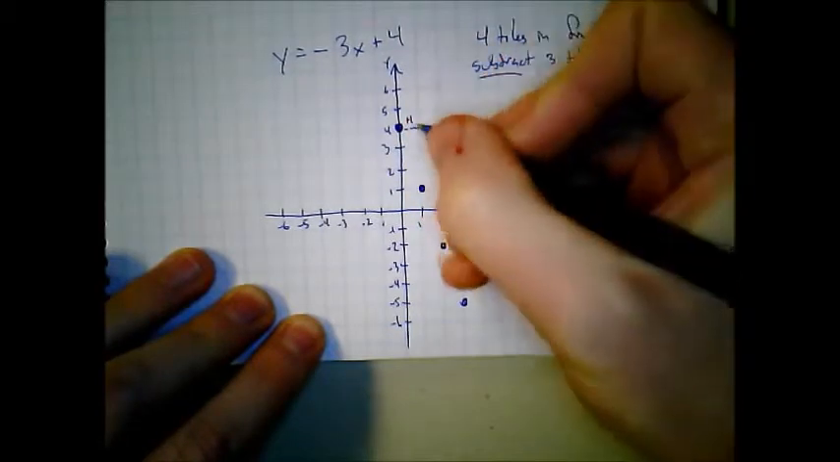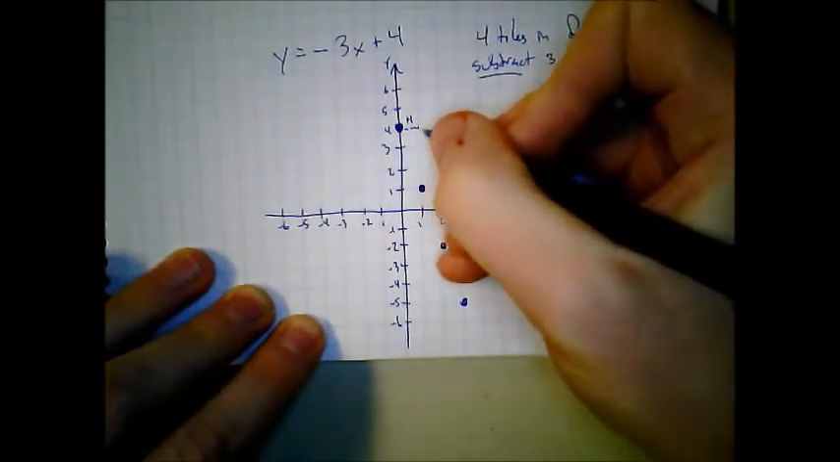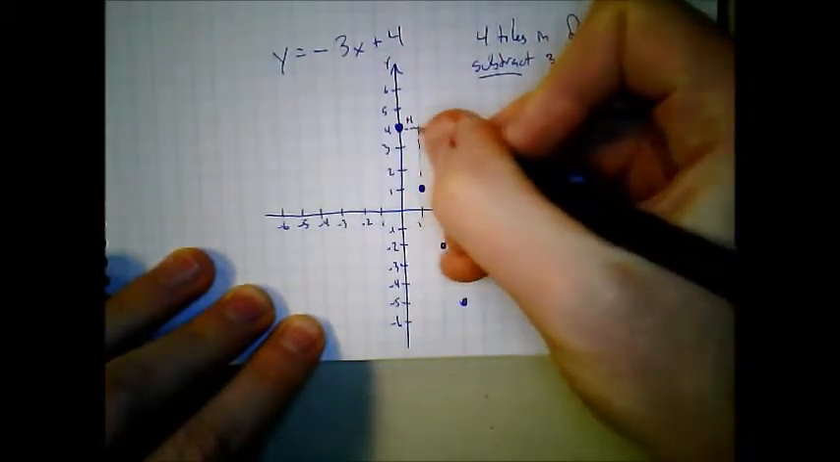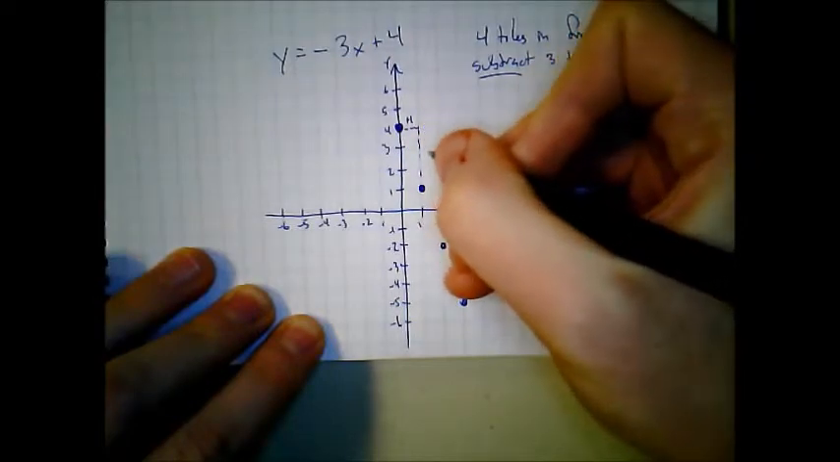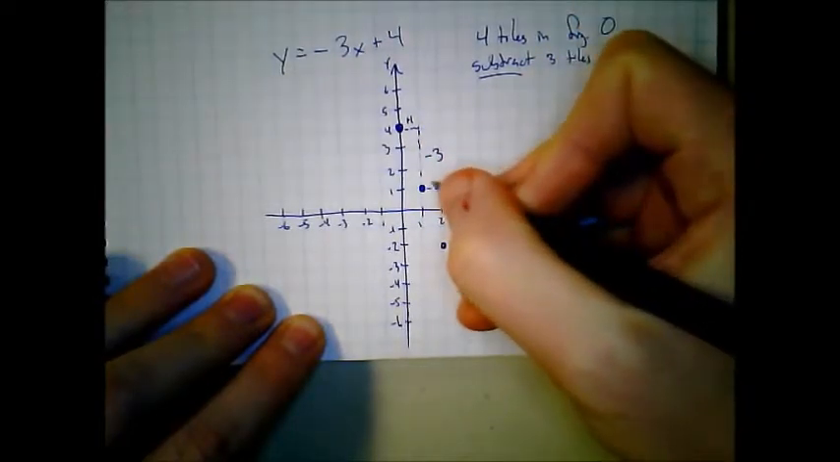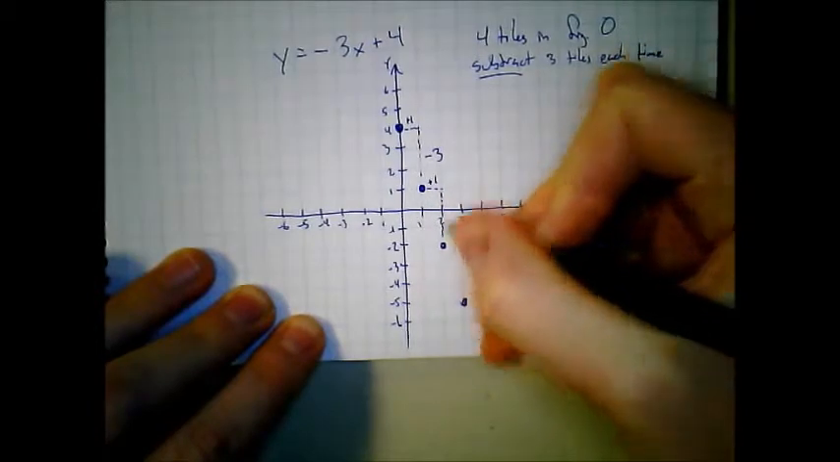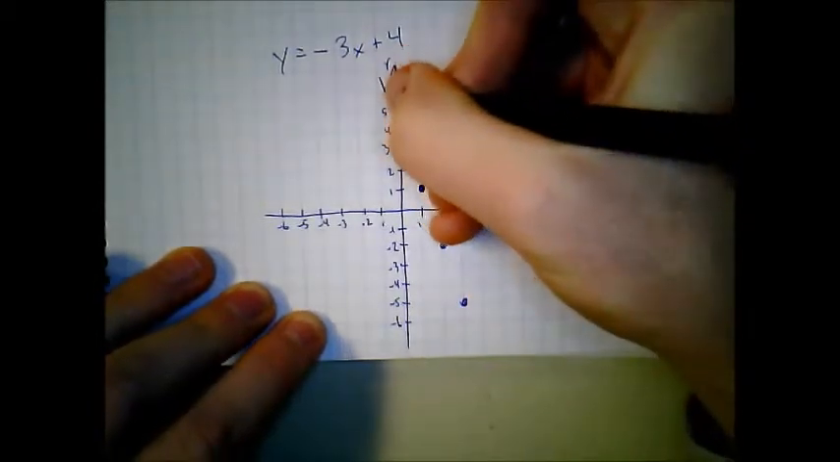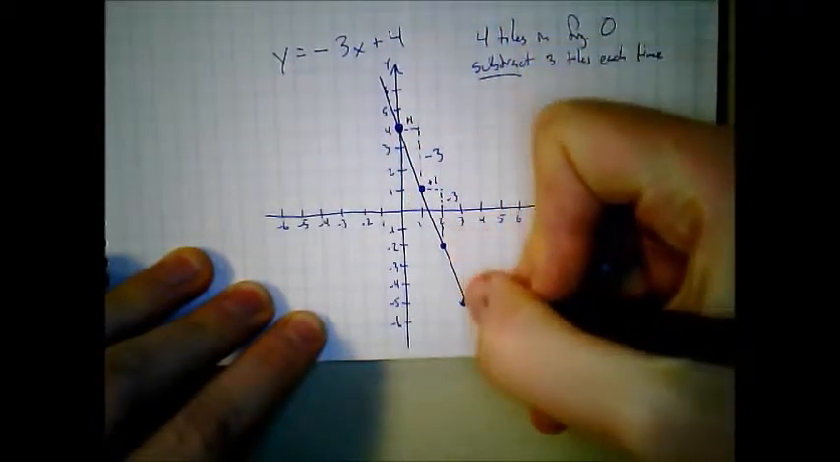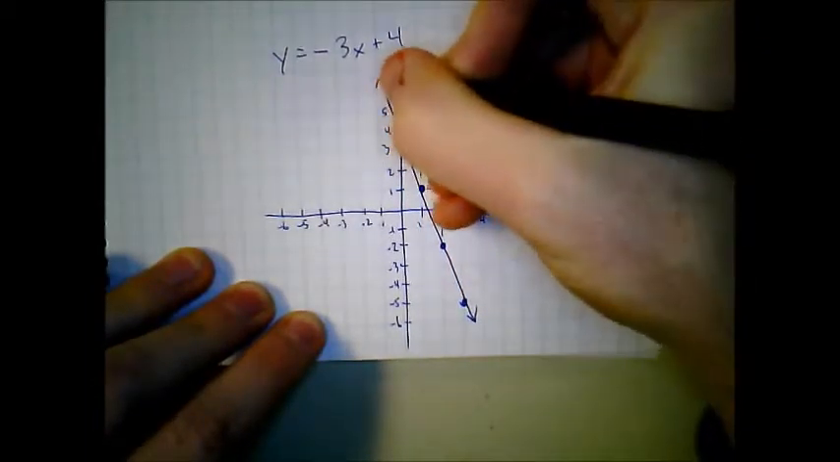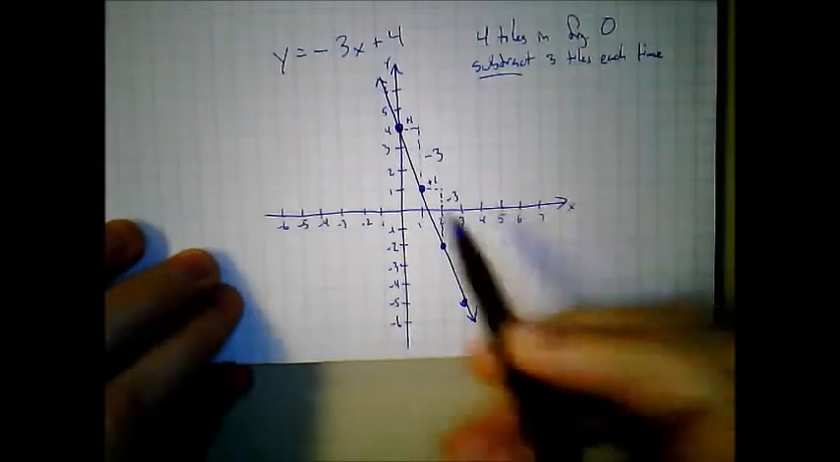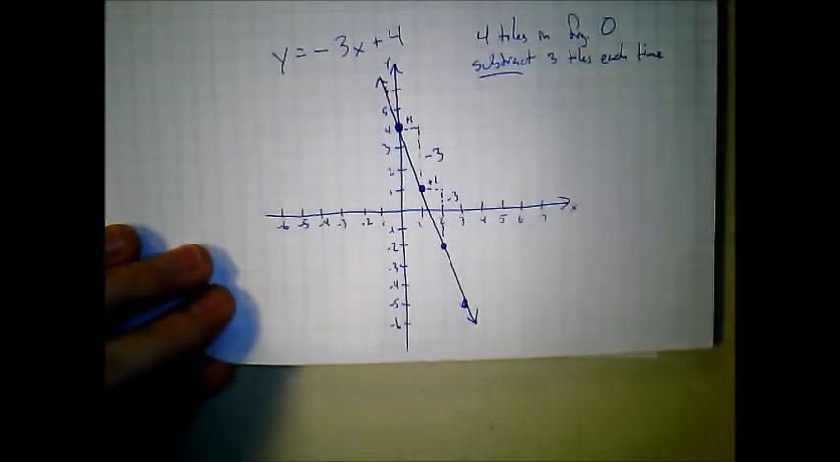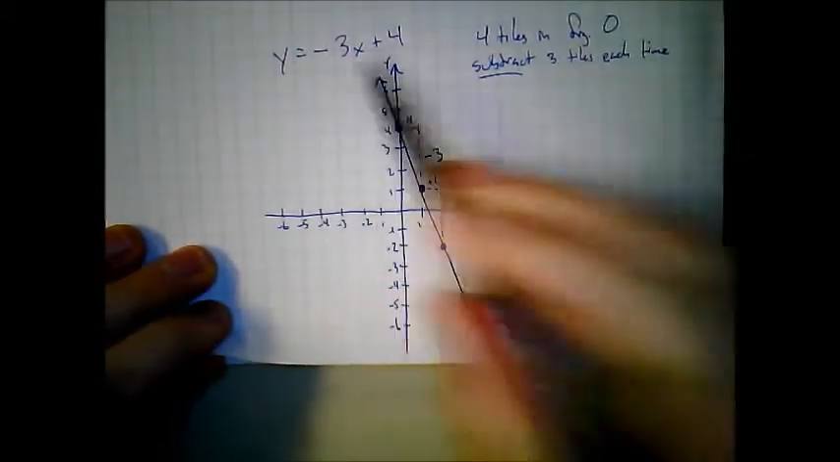So we go over to the next figure. It says plus 1, because we're adding 1 to our figure number. We're going over one figure, we're subtracting 3 tiles. We're going over one figure, we're subtracting 3 tiles. And we draw our line through these points with arrows on the end. And that's how we graph y equals negative 3x plus 4 very quickly using our understanding of the pattern it represents.